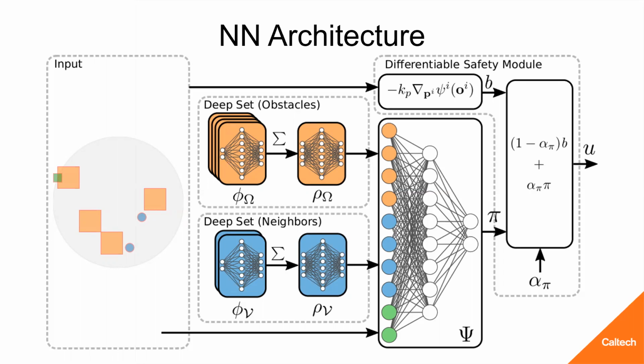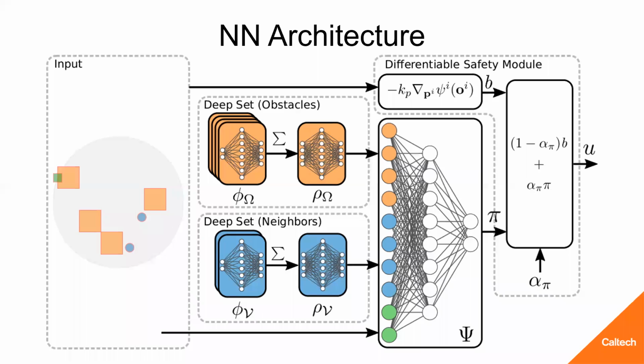Then we have another feed-forward neural network, Psi, that aggregates all the information from the obstacle deep set and the neighbor deep set, and also our goal information, where we actually want to go. Then our output is the policy pi. In principle, this policy would already work, but it wouldn't give us any guarantees. We could deploy it and it works, but sometimes the robots would crash, which is obviously not what we want.